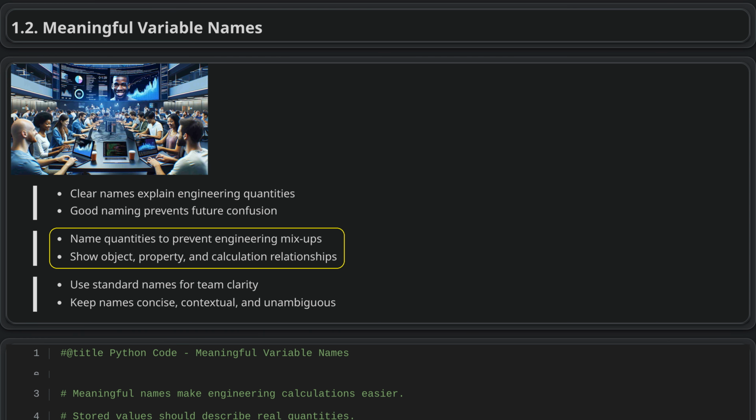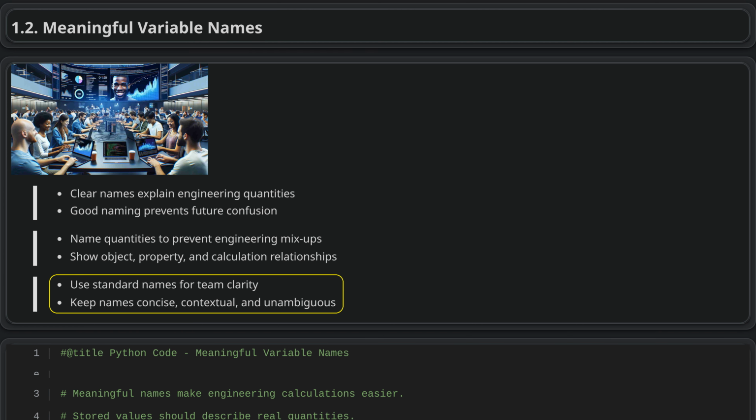In civil engineering, clear names for quantities help prevent mistakes when similar values mean different things. A name should identify both the object and the property, such as separating pavement depth from asphalt thickness or design load from other bridge loads. Good naming makes relationships between quantities clear before calculations begin.